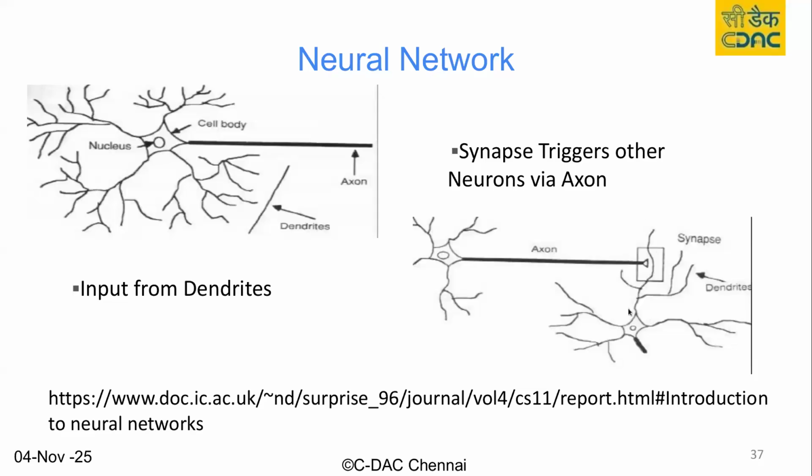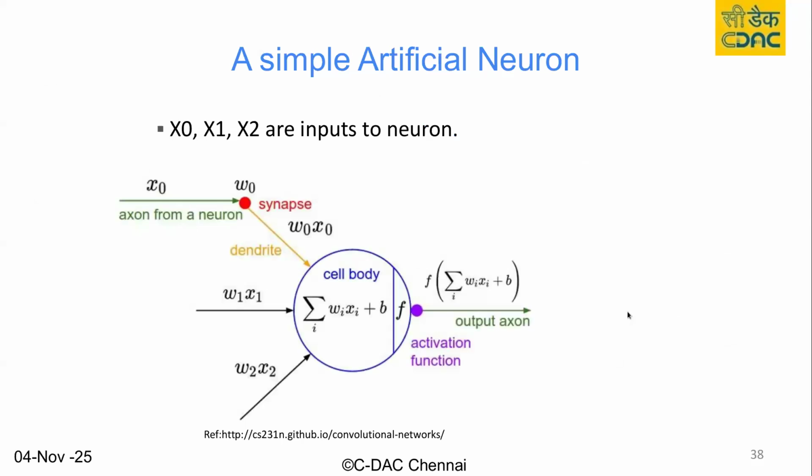So this is how the human brain neuron works. Mathematicians tried to imitate this concept, so they made an artificial neuron where x0, x1, x2, etc. are the inputs for the neuron, and w0, w1, w2, etc. are called the weights of the neuron. And we take sigma wi xi plus b, where b is a constant called bias.